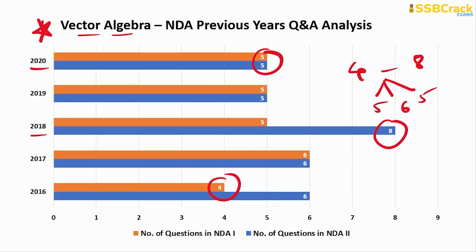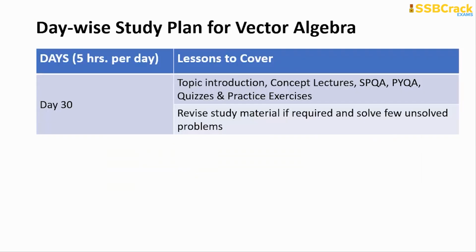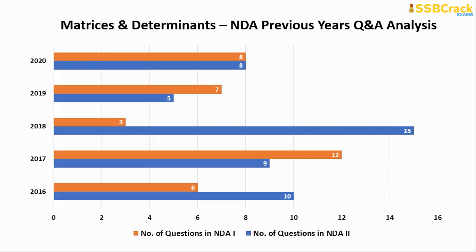So how do you prepare for this topic? It's sufficient to prepare on day 30, just in 5 hours. But you have to have a little base because you are left with 50 days of preparation, right? If not, you can accordingly devote your time. Manage your time for the concept lectures to go through, but importantly go through the SPQA and PYQA lessons, attempt the quizzes and practice exercises. And if you could do this as early as possible, in the remaining time, just revise the study material and solve a few unsolved problems.